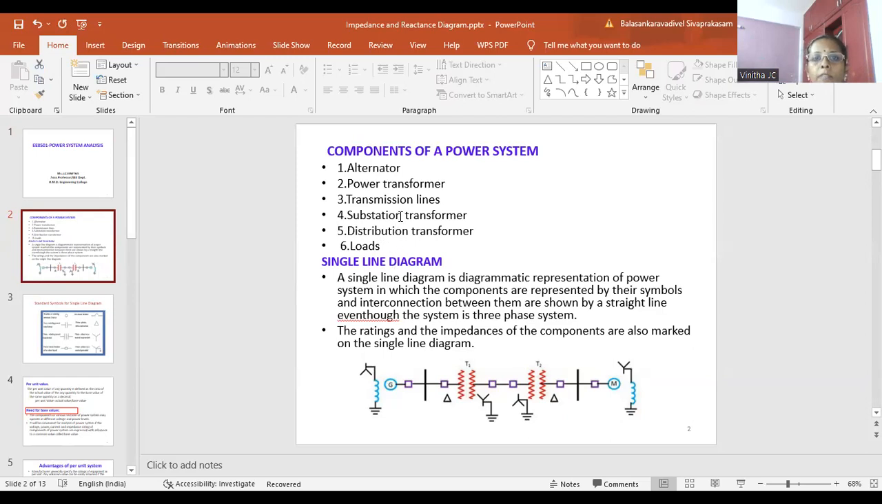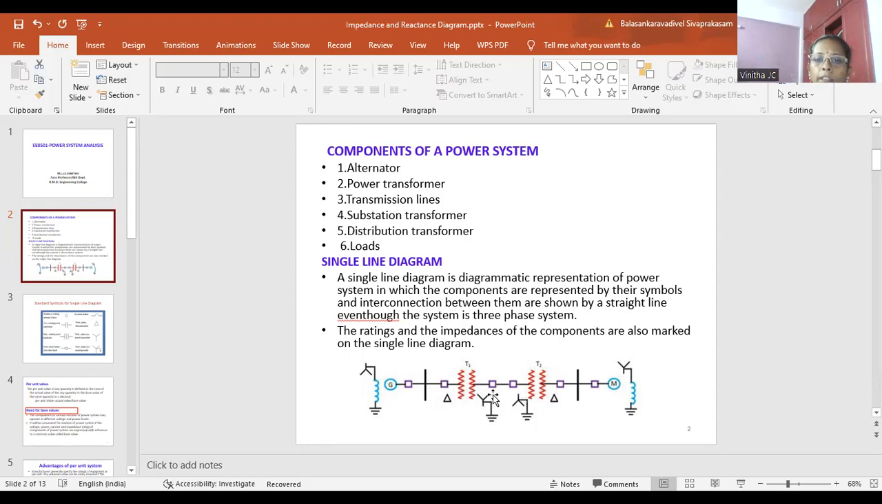We all know that the power system consists of various components like alternator, power transformer, transmission lines, substation transformer, distribution transformer, loads, etc. And all these components are easily represented by a diagram which is called a single line diagram. A single line diagram is a diagrammatic representation of power system in which all the components are represented by their symbols and the interconnection between them are shown by a straight line even though the system is a three-phase system. That is, whether the system is a single phase or a three-phase system, the components can be represented easily by this single line diagram.